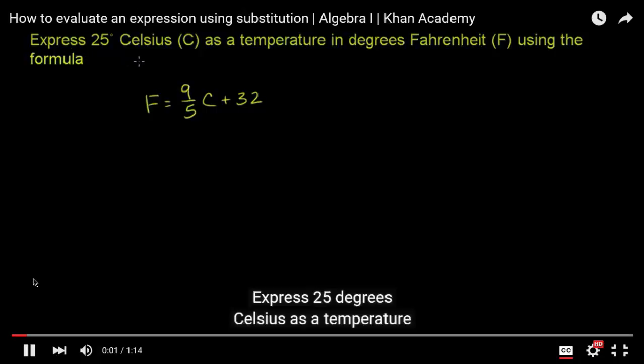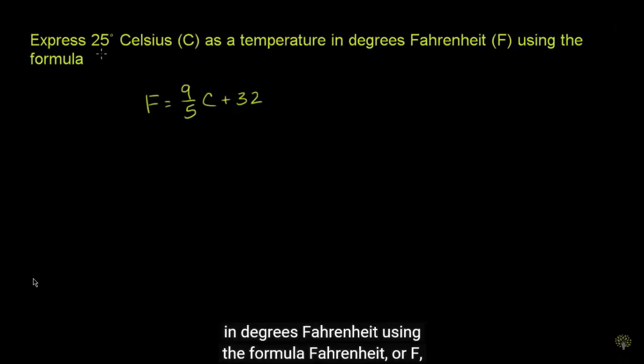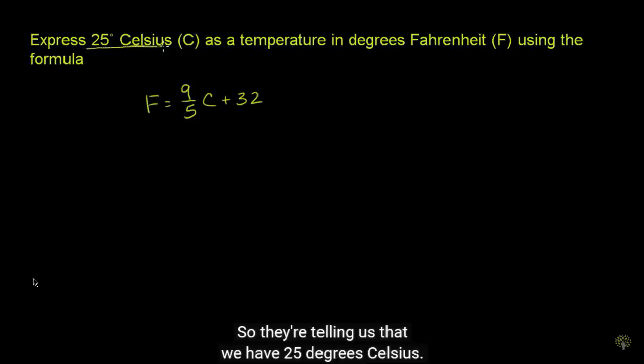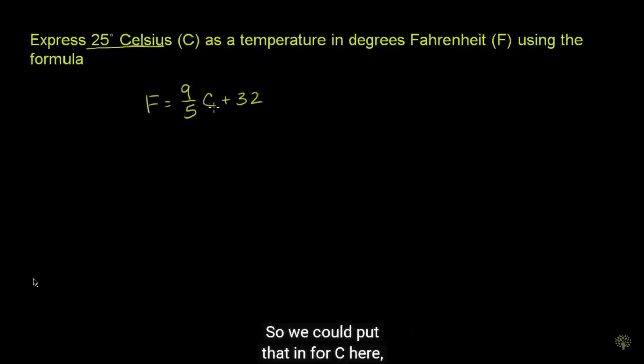Express 25 degrees Celsius as a temperature in degrees Fahrenheit using the formula Fahrenheit, or F, is equal to 9/5 times the Celsius degrees plus 32. So they're telling us that we have 25 degrees Celsius. So we could put that in for C here, and we'll get the temperature in Fahrenheit degrees.